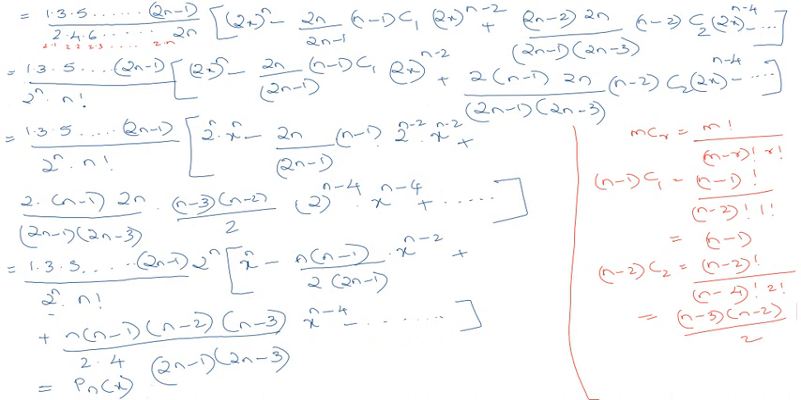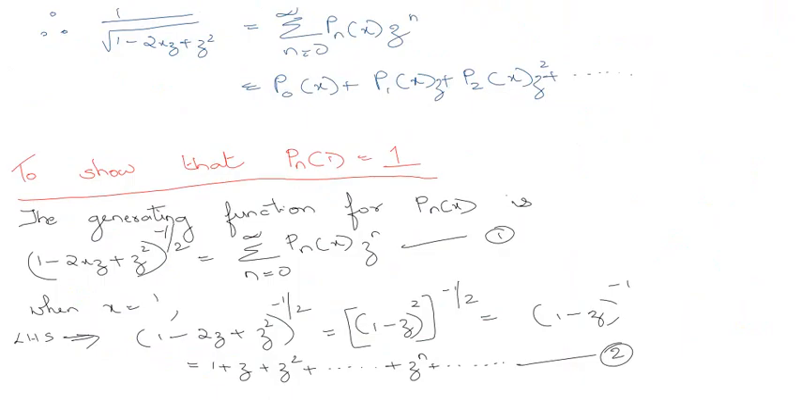So we are getting Pnx as the coefficient of z raised to n in the expansion of the function 1 by square root of 1 minus 2xz plus z square. That is why that function is known as the generating function for Pnx.